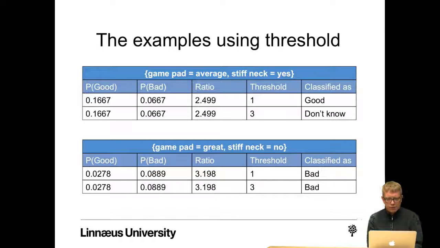In the second example, we have a probability of being a good player, 0.0278, and a probability of being a bad player, 0.0889, and we see that the ratio here is above 3, so in both cases, if we use a threshold of 1 and 3, we classify this example as being a bad FIFA player.